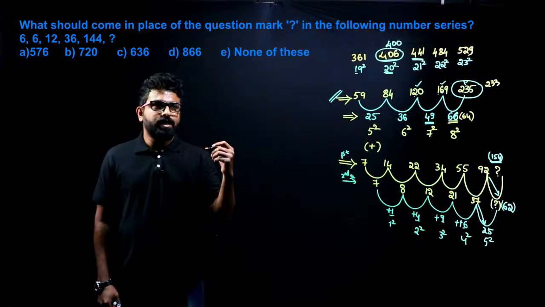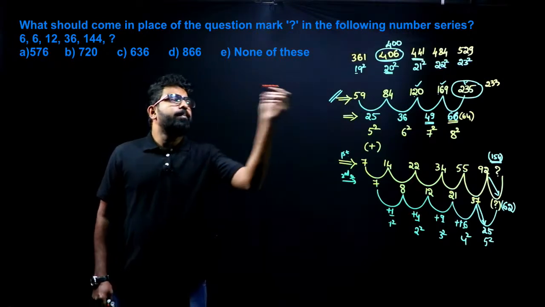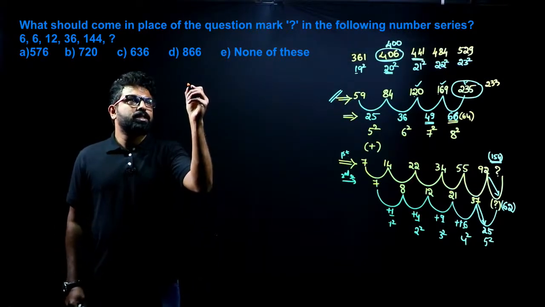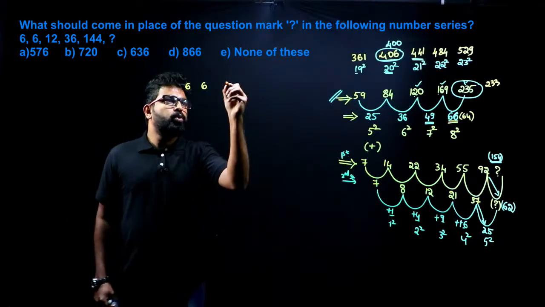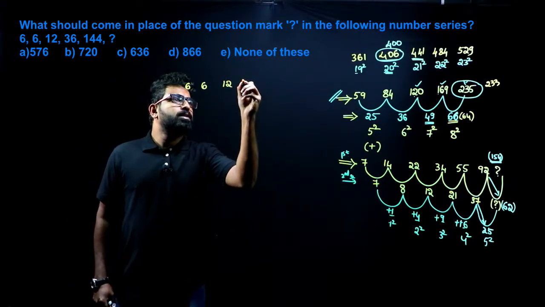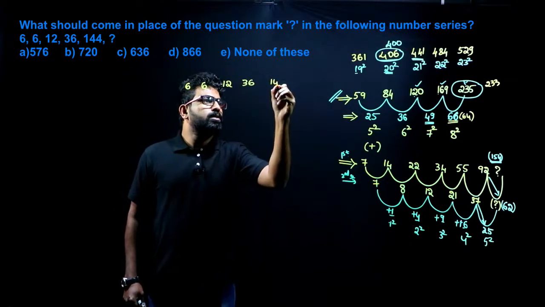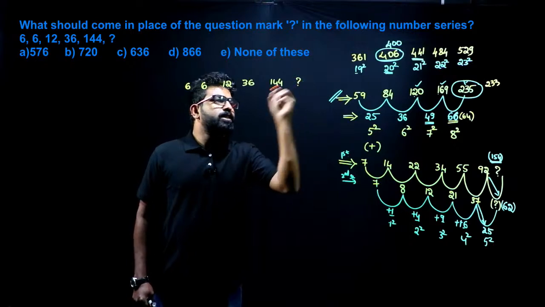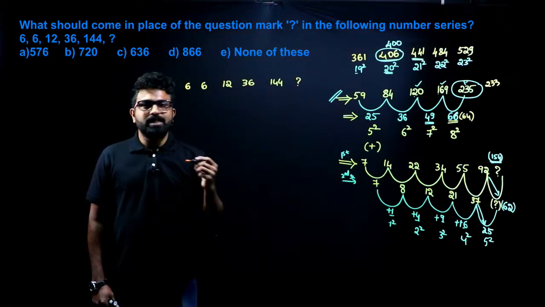So the next question is 576, sorry, okay. The series goes like this: 6, 6, 12, 36, 144, and then there is a question mark here. So what do you understand when you start looking at the series here?